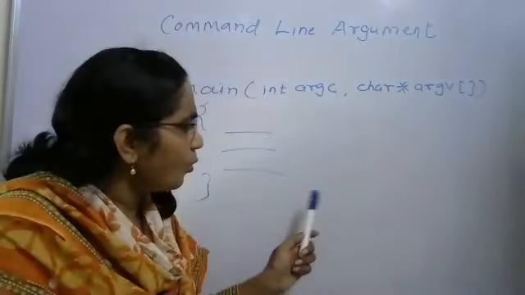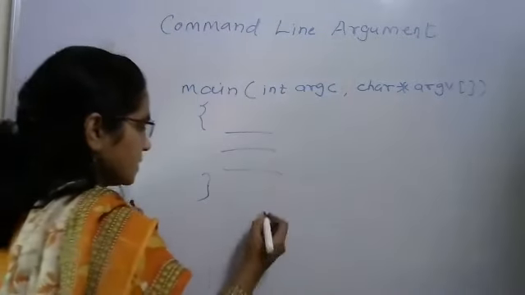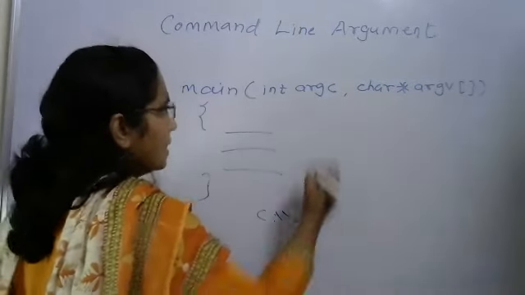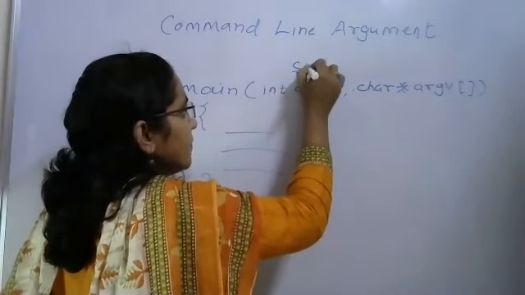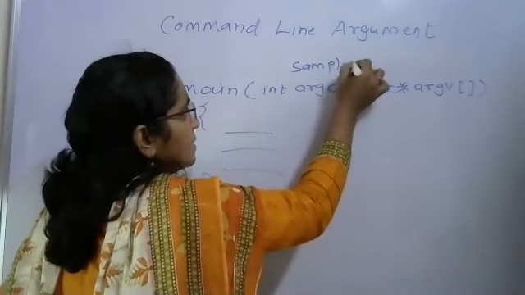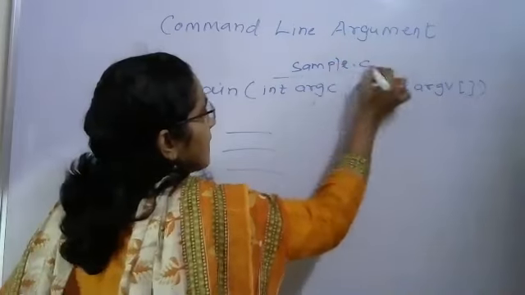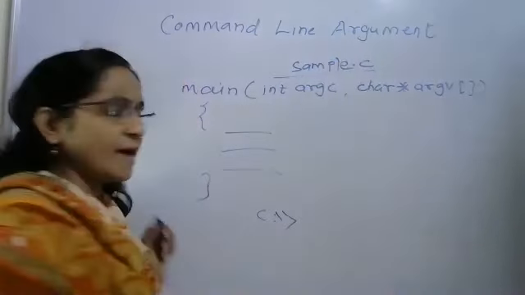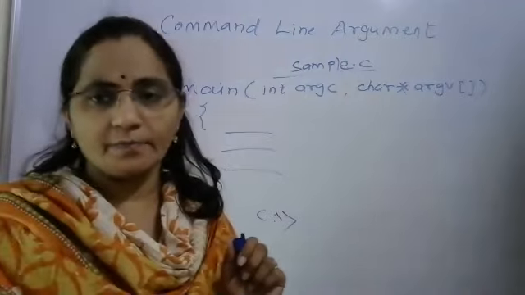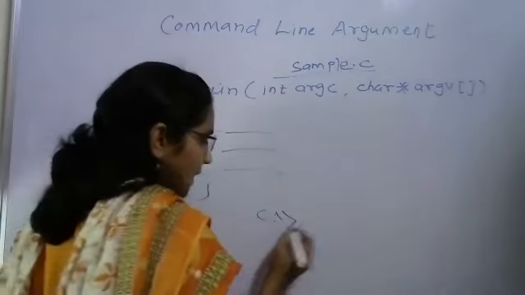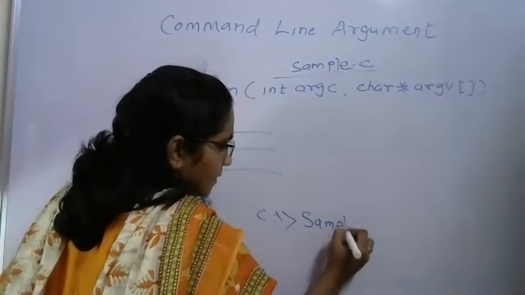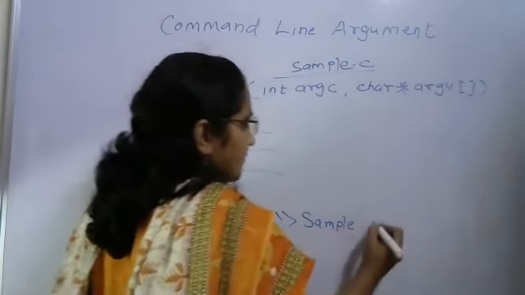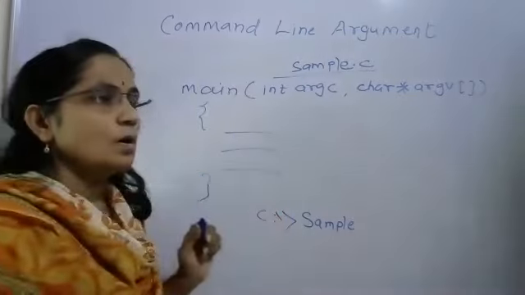Suppose this is your C prompt, and suppose this is my program. The name of the program is sample program, and I save it in a file as sample.c. Then from the command line, how do I run this program? I run the program by the name of the program, sample.